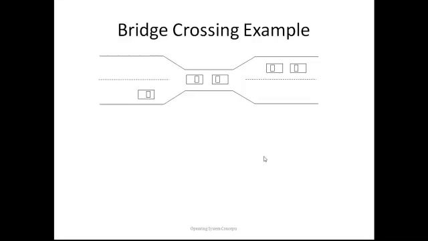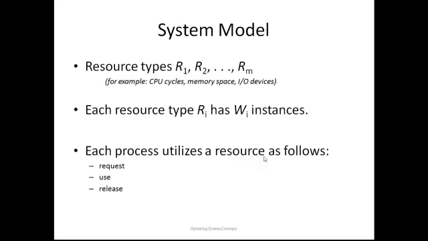So you can go through the bridge crossing example. Whenever a bridge is there, a lot of vehicles have to pass through that bridge. They have to go one by one, and while one vehicle is passing through the bridge, the others have to be in a waiting state. The same thing will follow in a system model.